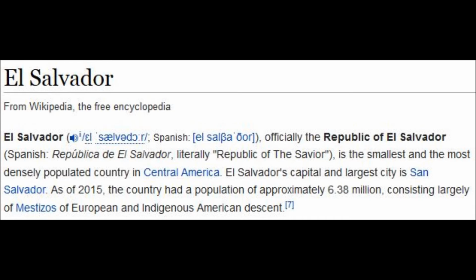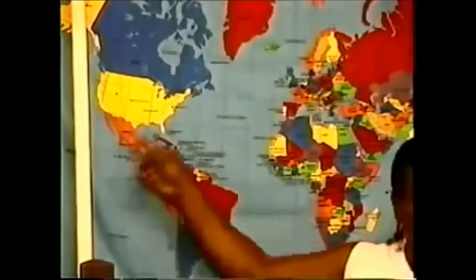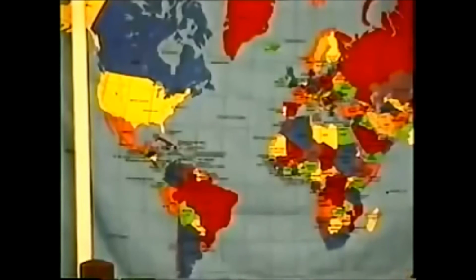It's actually the Republic of El Salvador, or República de El Salvador. It is not a United States. They do not call themselves the United States of El Salvador. That is completely invented by Taj. Mexico is the United States of America. Did you know that? No, I didn't.